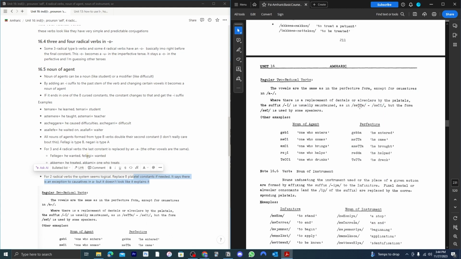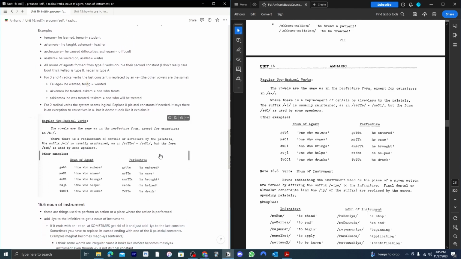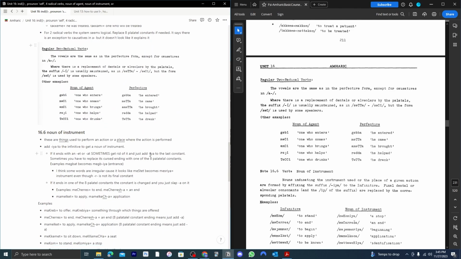Seta is he gave. Ends with the palatal consonant becomes ch. So setchi, I guess that would be someone who gives. Meta, he came. Metchi is one who comes. It doesn't seem super consistent. Maybe there's something I'm missing about it. But I think that's basically everything I wanted to hit on for that. So hopefully that makes sense to some degree.